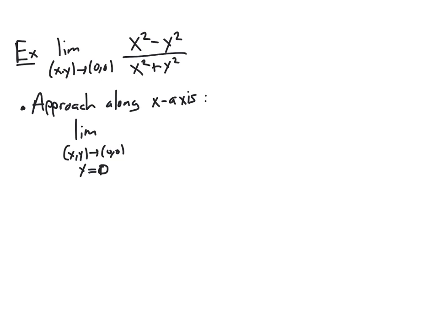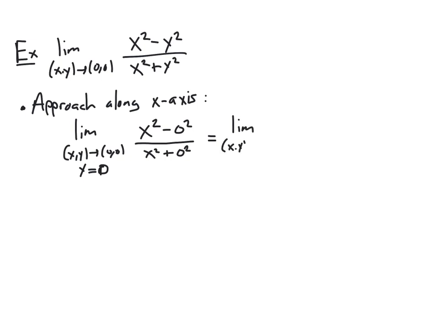And so when y is equal to 0, our function becomes x squared minus 0 squared over x squared plus 0 squared. At every point on the x-axis, y we know is 0, and so we can just substitute 0 in for y. But now the x's are still a variable, and they're changing as (x, y) moves closer and closer to (0, 0).